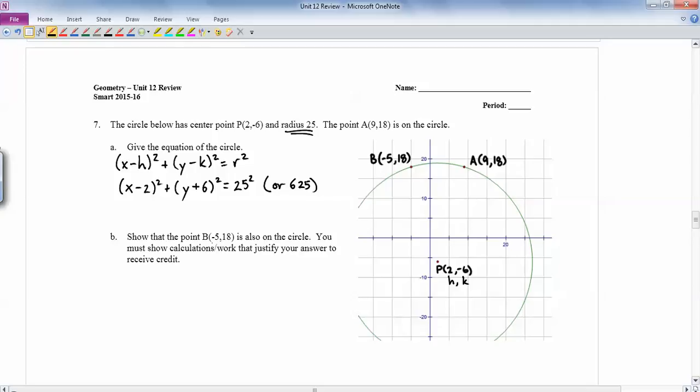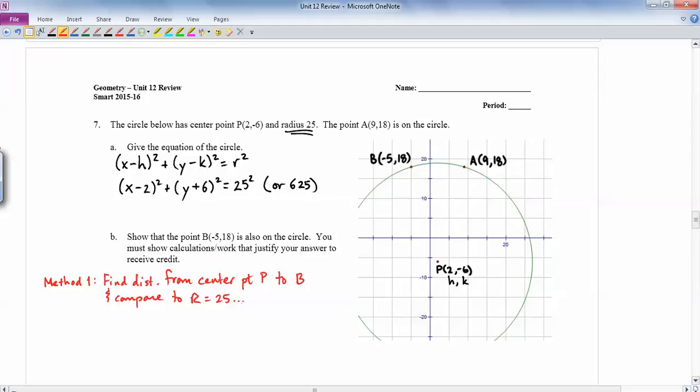Okay, show that the point (-5, 18) is also on the circle. So let's try this. We can do it two ways. So method 1, find the distance from the center point P to B and compare it to the radius. Radius, which is 25.